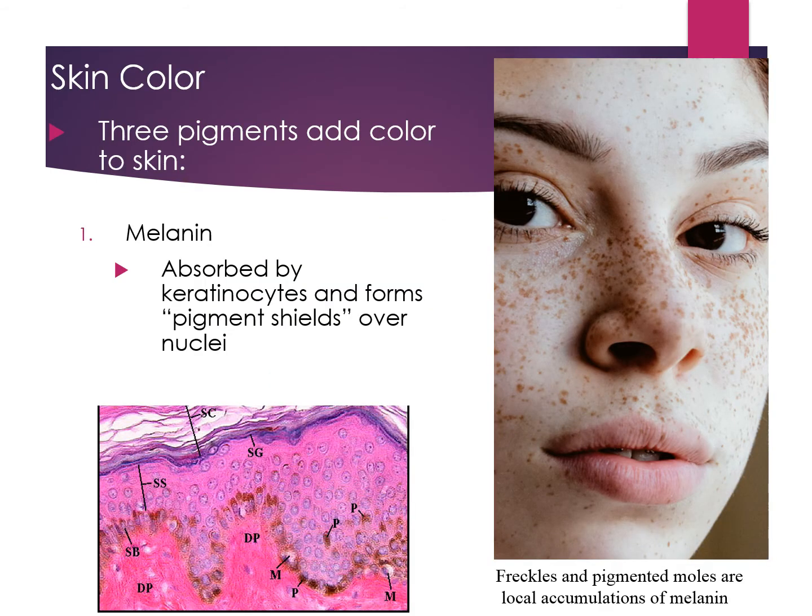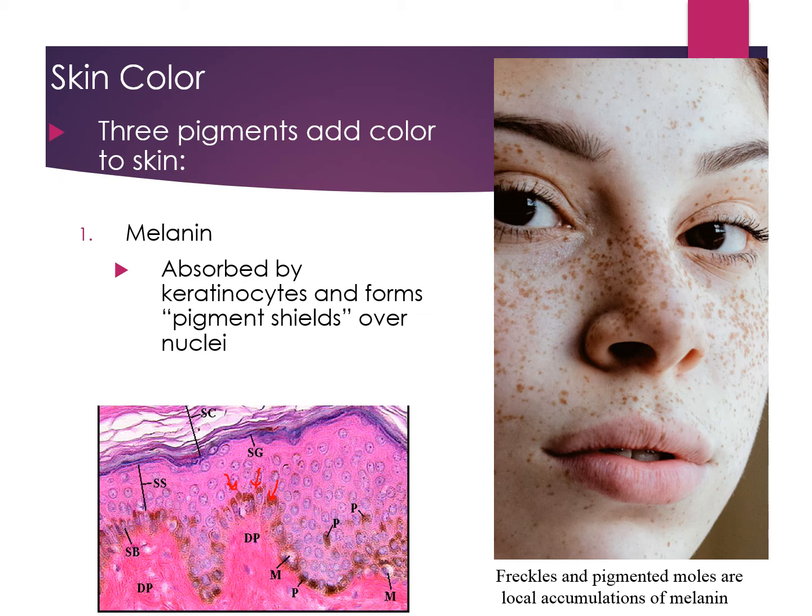The last topic for this video is skin color. There are 3 primary pigments that add color to skin. The first is melanin, which we looked at earlier in this video. Remember, it's kind of a brownish orange pigment, and it gives a brownish orange hue to the skin. Melanin is absorbed by keratinocytes, and it forms a pigment shield, which you can see here, over the nuclei of the keratinocytes in the stratum basale. This protects the DNA in those nuclei from damage by UV light.